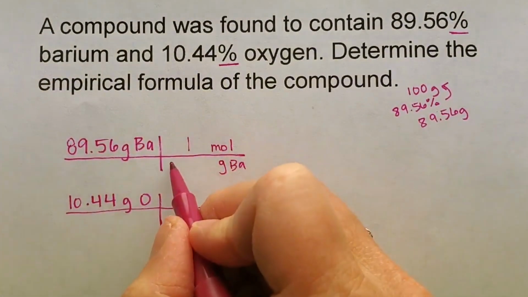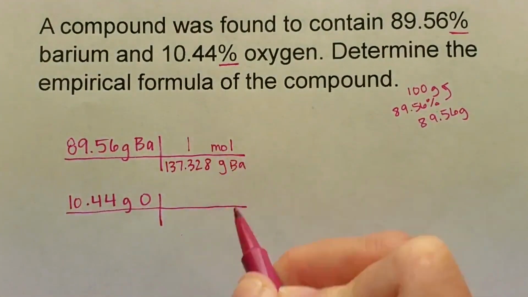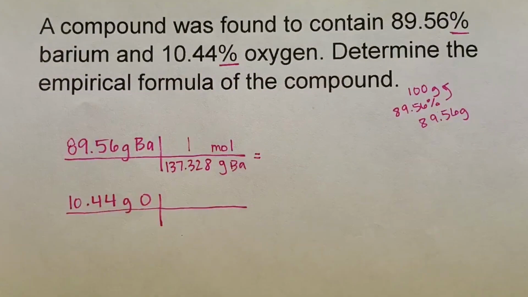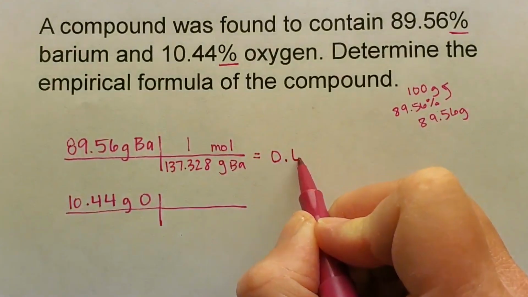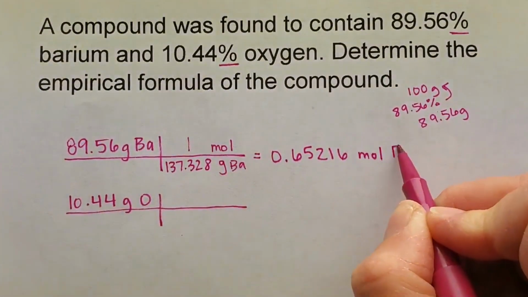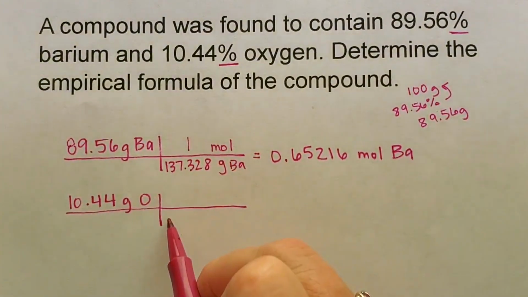So we put that down on the bottom so that the grams will cancel out, and then we're going to type it into the calculator. And when you write your answer in this part, you want to make sure that you keep lots of significant digits. So I keep 5 significant digits every time to make my answer later be more accurate. So we got 0.65216 moles of barium.